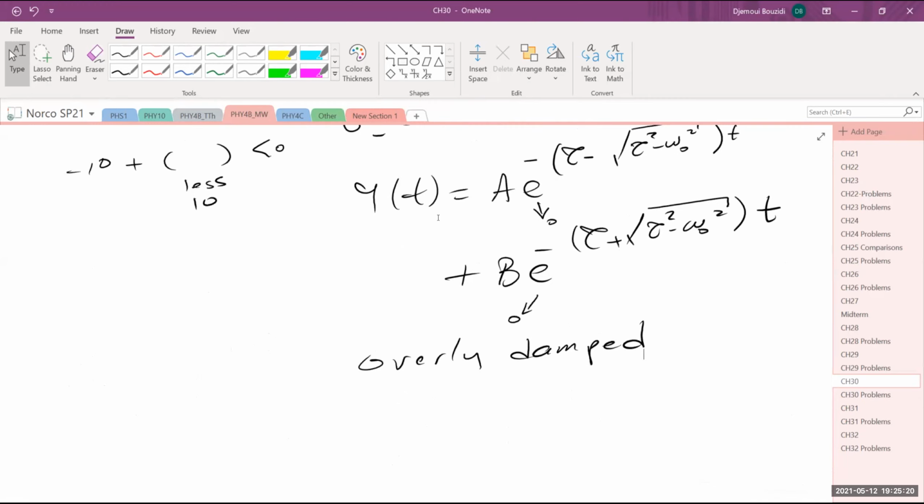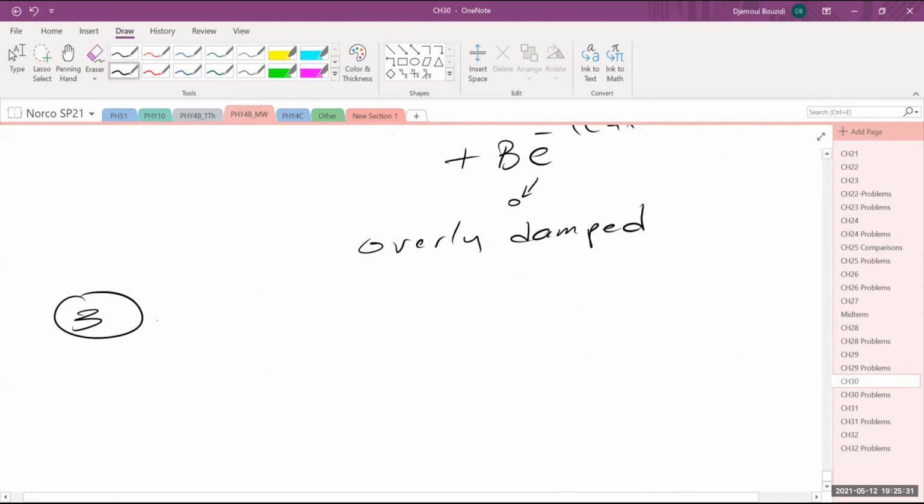Let's see the third case. The third case is when tau is less than omega naught. That means that tau squared is less than omega naught squared, which means that this number is a negative number, and the square root of a negative number is an imaginary number.